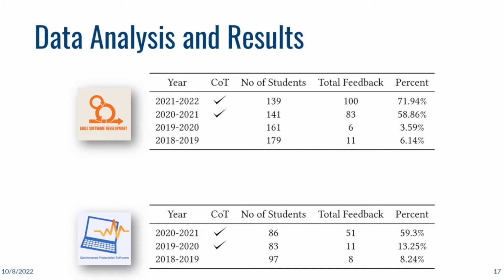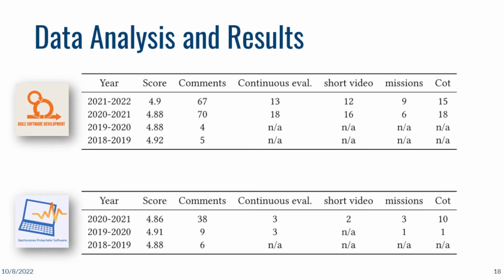There is a distinct difference between the number of students who provided course feedback before and after using the Code of Talent platform. It can be seen from these tables that despite repeated encouragement in class and via email for students to provide feedback, only a small percentage, between 3 and 14, did so in the 2018-2019 academic year. This percentage increased significantly to 59.3% for software project management and to 71.94% for agile software development in the 2021-2022 academic year.